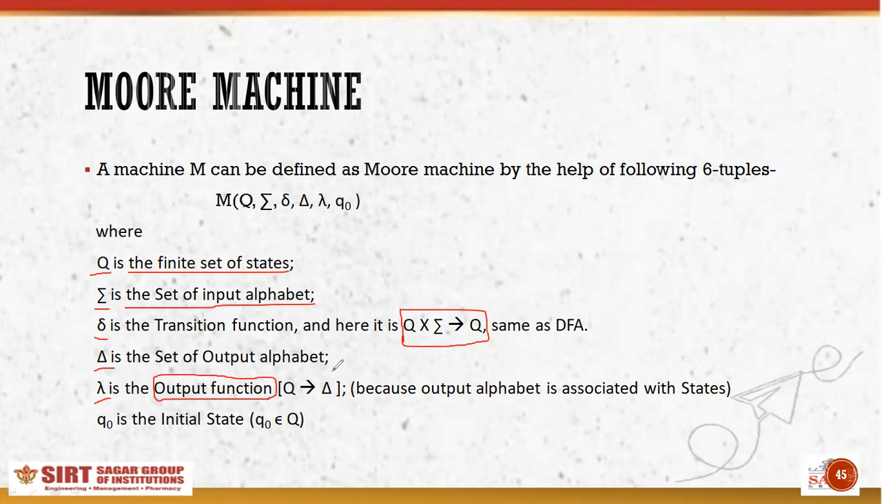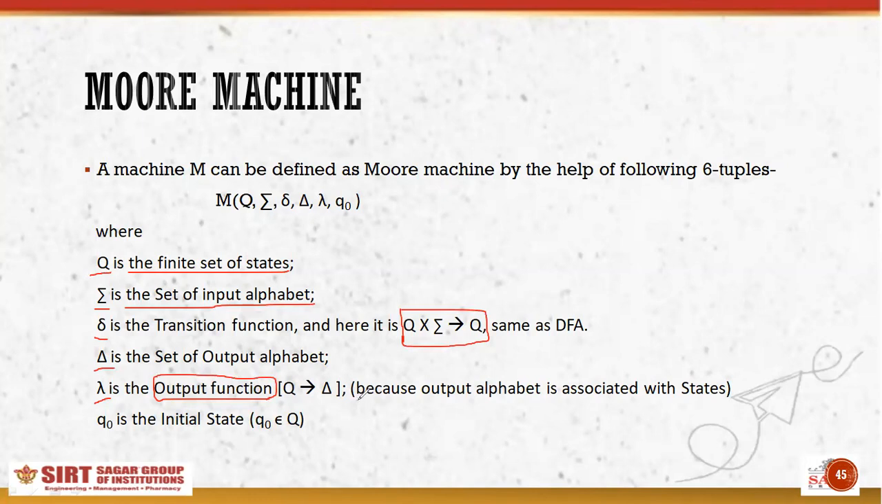Output function. Now, what is output function? It is a function that tells us in what pattern this machine is giving output to us. So here I have written its output function as Q maps to delta. That means here output alphabet is associated with states. That means whatever the state is, according to that state, the output alphabet will be decided.